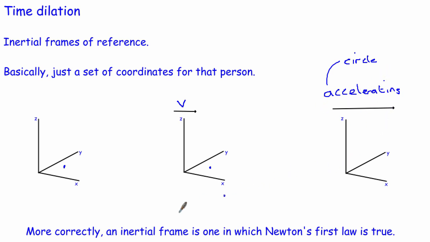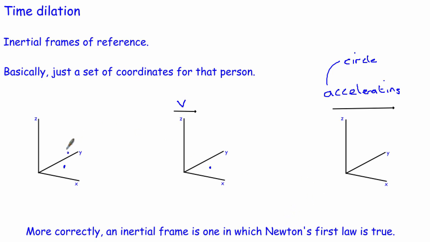A correct definition for an inertial frame from the AQA point of view is one in which Newton's first law is true. If you remember Newton's first law, basically that an object remains at rest or at constant velocity unless an external force acts on it.